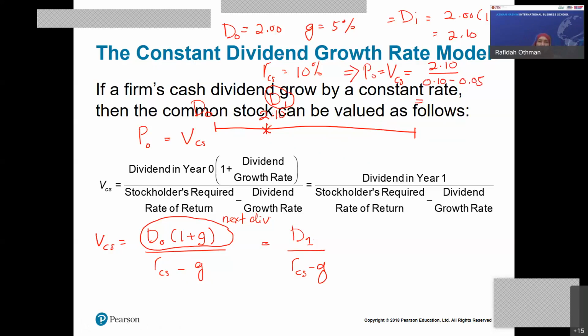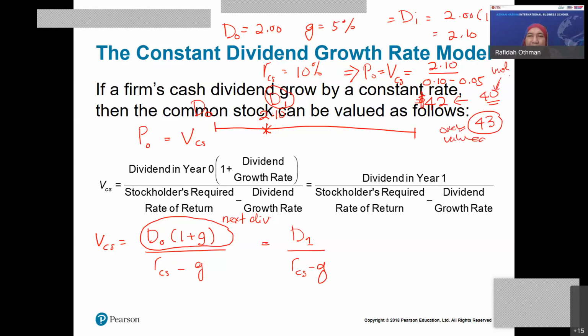$42. So the value of the stock should be $42. If the market price is selling at 40, then the stock is undervalued. What if the market is selling at 43? Then the market is overvalued. So this is undervalue, this is overvalue.